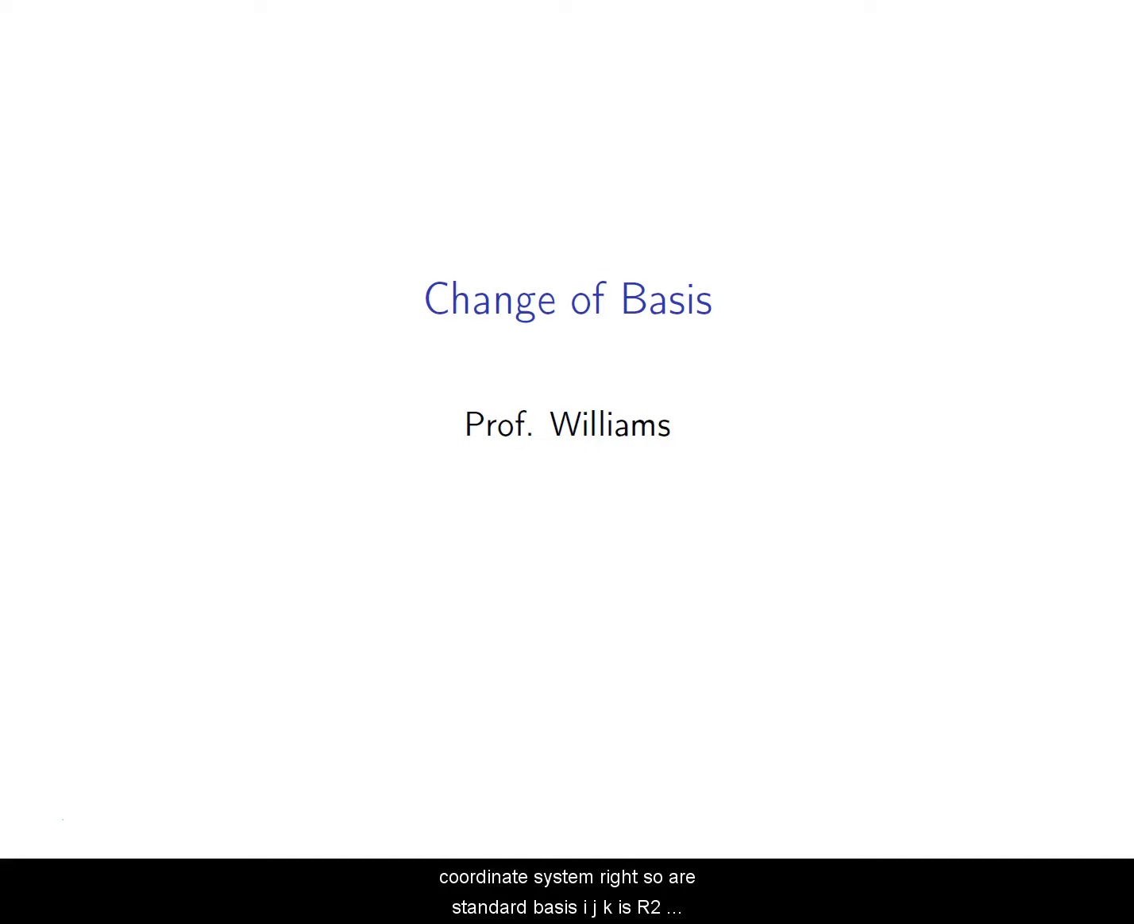So our standard basis, i, j, and k, is R2 and R3 as we're used to. So basically what we're doing is we're manipulating what our axes look like. Maybe they're formed at an angle or something like that. Okay. So what we're going to talk about today is not just representing a vector in a certain basis, but going from our vector representation in one basis to a completely different basis.